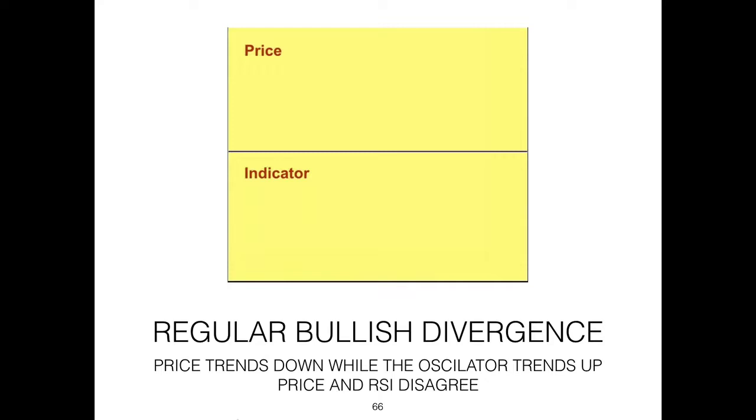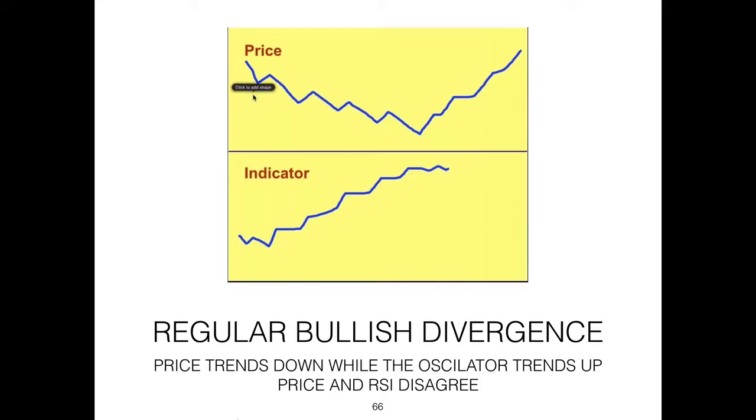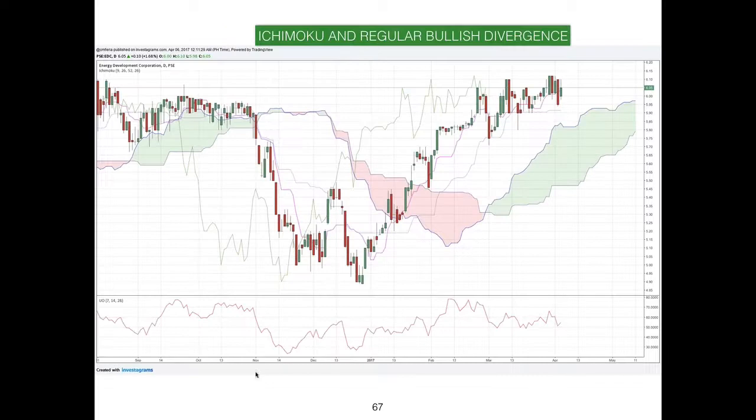So here you have any indicator: RSI, CCI, STS, MACD, ultimate oscillator. So that's the movement. The indicator is making higher highs, higher lows, and the price is making lower lows. So the indicator and the price disagree.